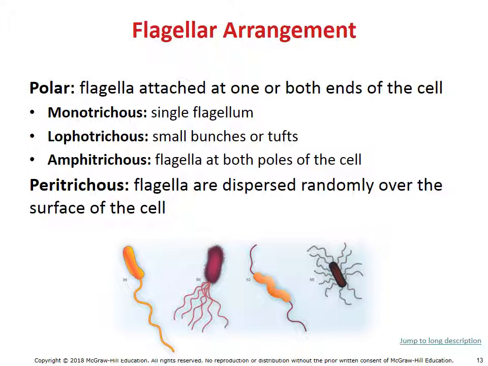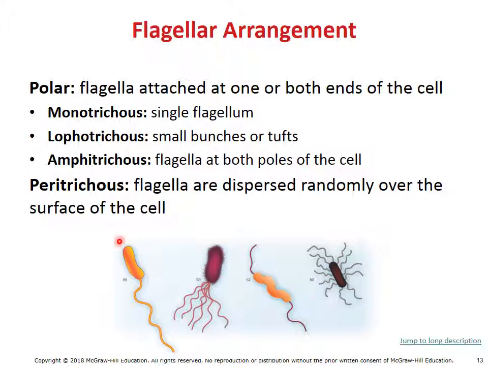As the name polar suggests, we're talking about one or more at an end, while peritrichous is going to be found all over. Under polar we have three subcategories: mono, lopho, and amphitrichous. The idea here is monotrichous will have a single flagella. Lophotrichous will have a bunch or tuft, and then amphitrichous has flagella at both ends.